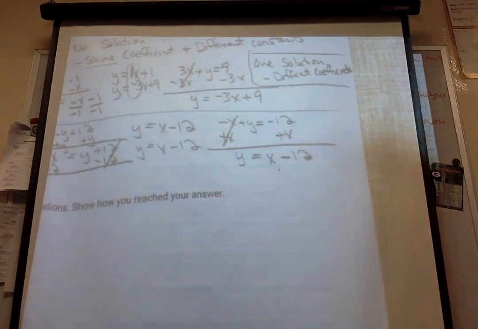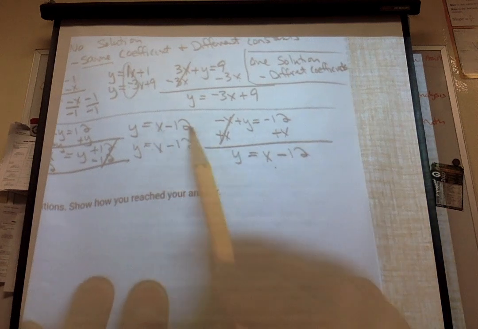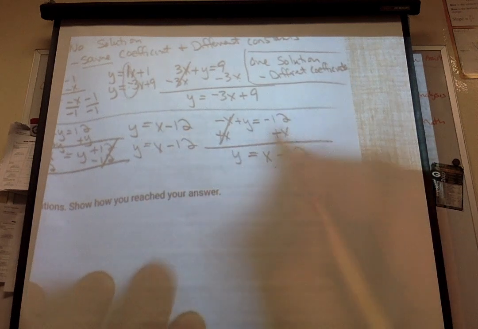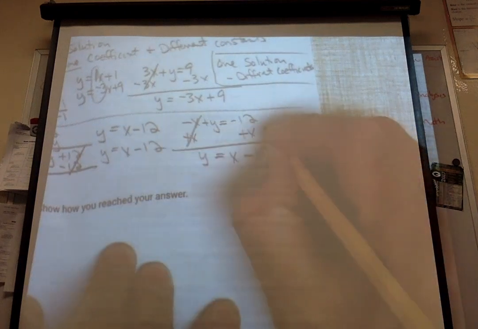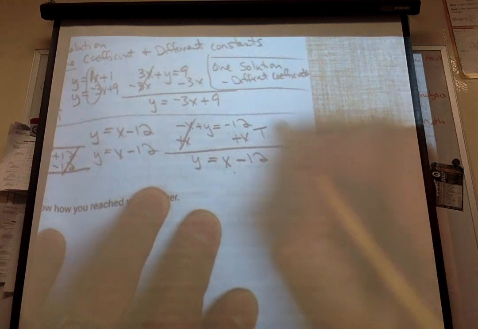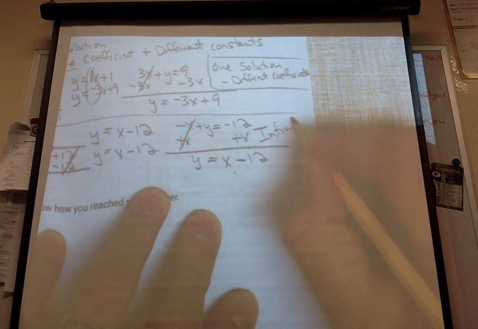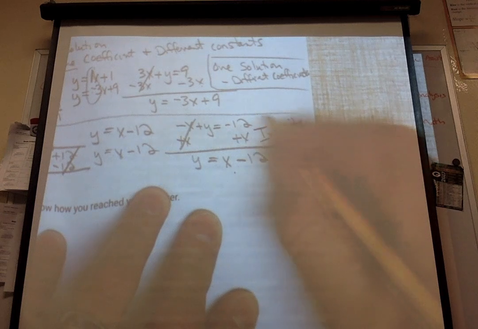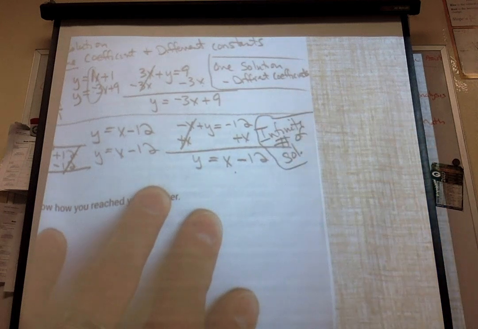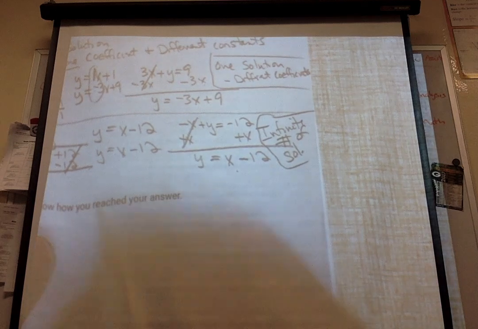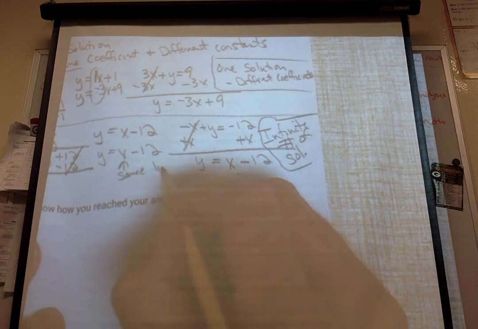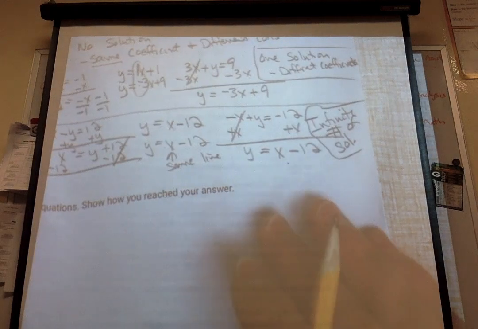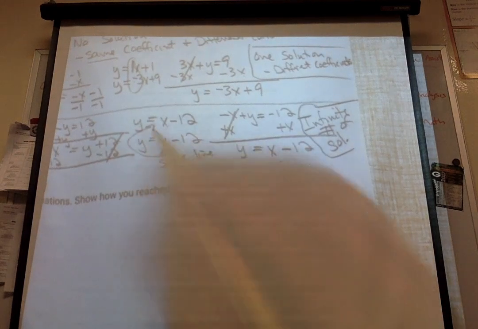So in that case, when you're graphing it, you graph this line, and then you graph this line. It's going to be right on top of it. So our answer will be infinite. I'll write it over here. Infinite number of solutions. It's the same line. Both of them.